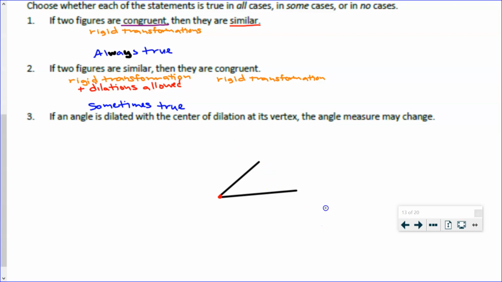What's going to happen if I dilate that angle? It's going to change, right? Sometimes, always, never. I should be hearing more discussion than this.